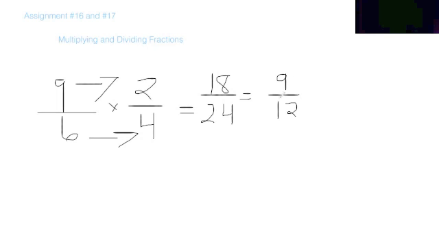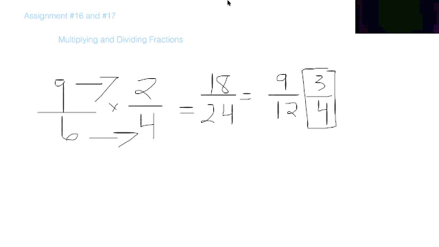And then can you simplify that even further, which in this case, yes, you still can. So even though they're not both even, they both can be divided by 3. So 9 divided by 3 is 3. 12 divided by 3 is 4. Now you're done. So that'll be the answer for that. So that's when you're multiplying.